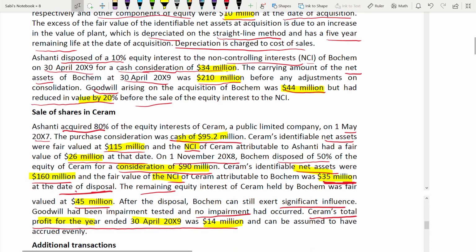So when did you acquire it? 1st of May 2007. When did you sell it? 1st of November 2008. So May, June, July, August, September, October, 6 months. 6 months only. 1st of November, November is not counted. November whole month, after that onwards is an associate. So 6 months subsidiary, 6 months associate.